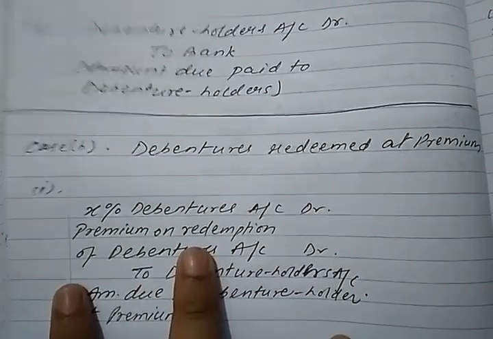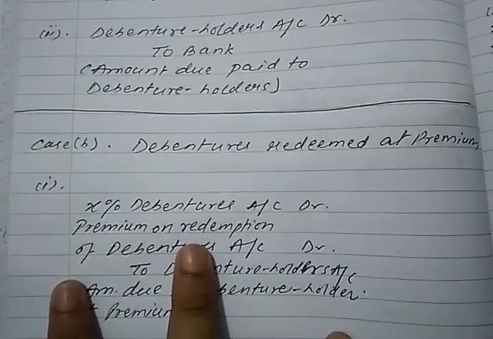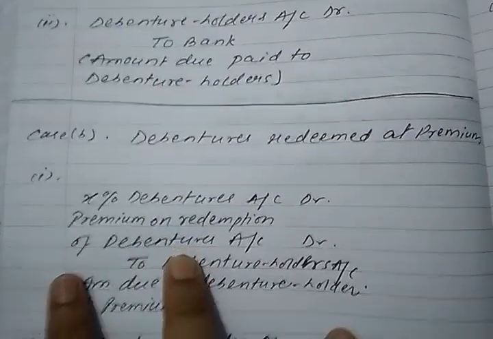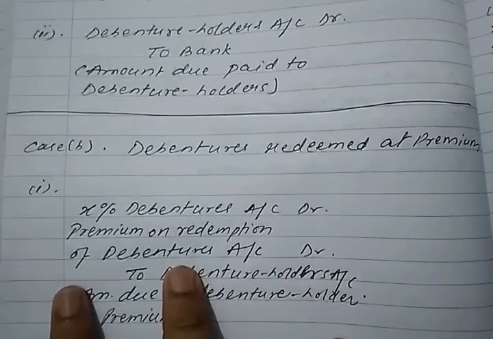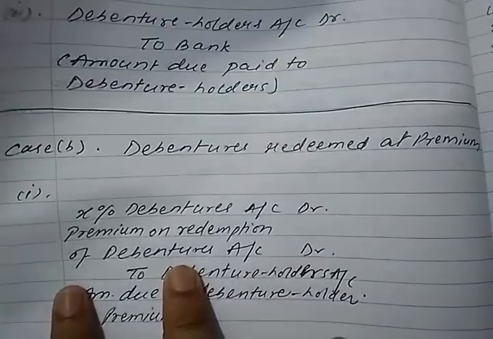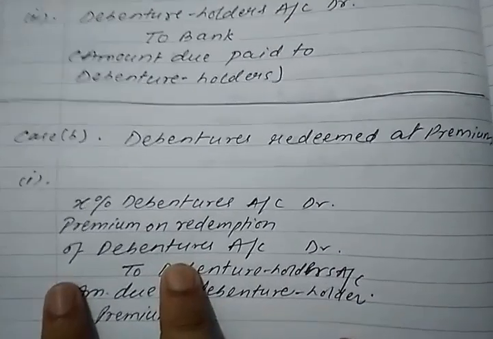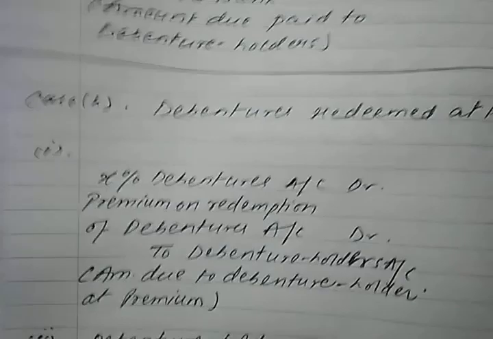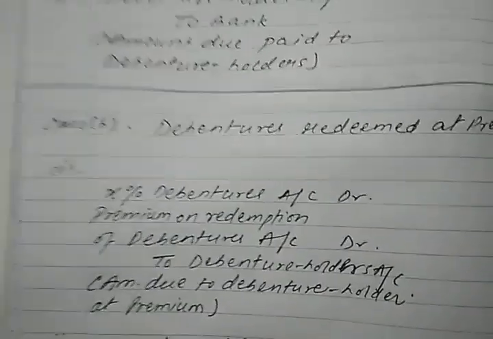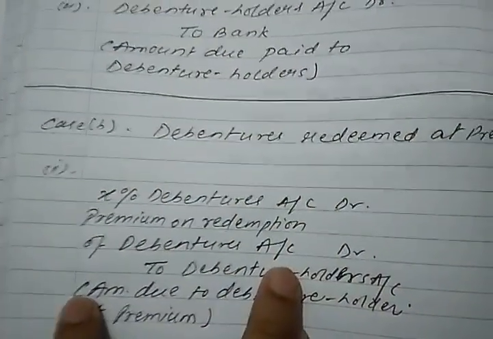When we pay an extra amount to the debenture holders, then it will be a loss for us. And the loss, shown by the name of premium at the time of redemption, will be shown on the debit side, because as per the rule of debit and credit, losses are shown on the debit side. Here I have shown premium on redemption of debentures on the debit side.